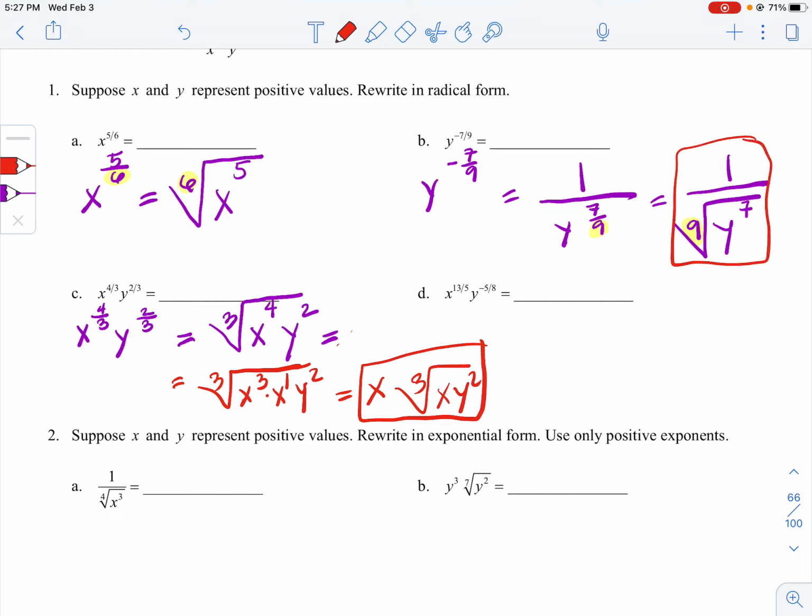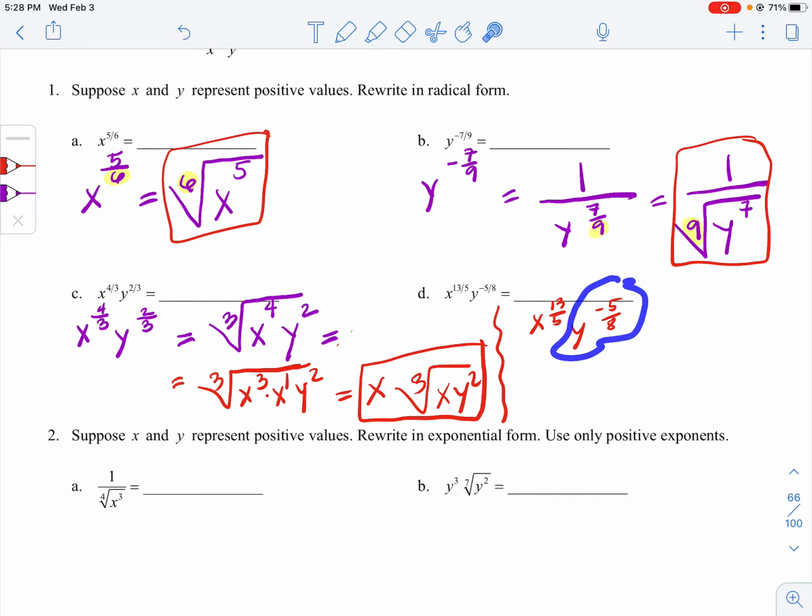So let's circle all our answers there. Okay, moving on. We have x to the power of 13 over 5, y to the power of negative 5 over 8. So let us rewrite them. We have x 13 over 5, y negative 5 over 8. And remember that we've already learned before that when we have a variable with a negative exponent, that goes down, right? So we are going to move this under.